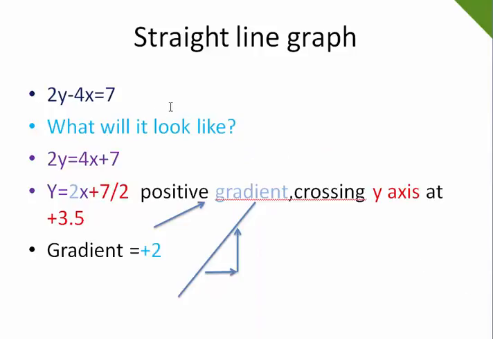Okay, let's have a practice if we can imagine what these straight lines will look like if we're given an equation. So if we're given 2y minus 4x equals 7, what's it going to look like? Well, let's arrange it with the y on the left hand side. So we get 2y equals 4x plus 7. We take the 4x to the other side. Then divide through by 2. We get y equals 2x plus 7 divided by 2.